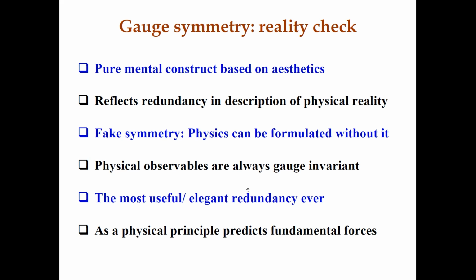And, put in a different way, you can describe your physics without mention of this local symmetry at all. That's why these are our mental constructs. These are fake symmetries, but this is the most useful and most elegant redundancy we ever had. It's fake symmetry, it's redundant, but when you take it seriously as a physical principle, you can predict the existence of fundamental forces. Okay, so you should keep in mind all I said.